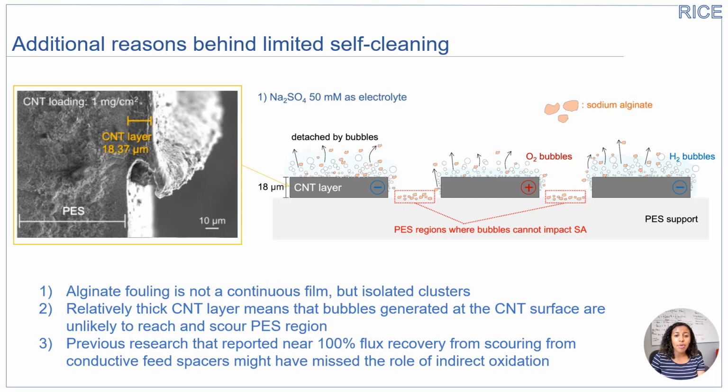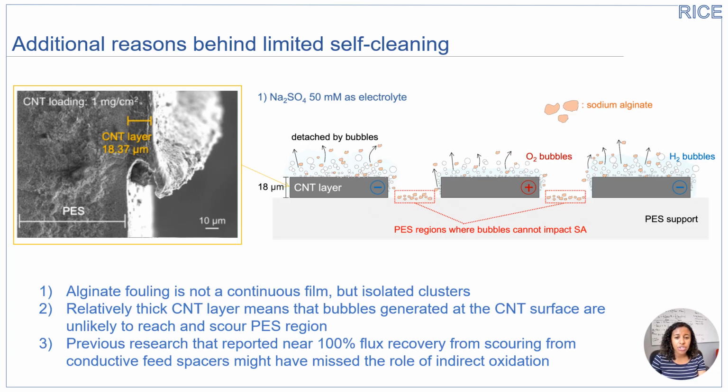So these SEM images that I showed in the last two slides suggest a few things about what could be behind the limited self-cleaning. First, the alginate fouling is not a continuous film, but it's isolated clusters, which is different from the fouling we had imagined would be taking place. Secondly, the relatively thick CNT layer here means that bubbles that are generated at the CNT surface are unlikely to reach the polyether sulfone region and scour that area.